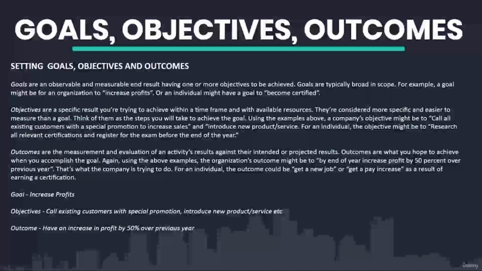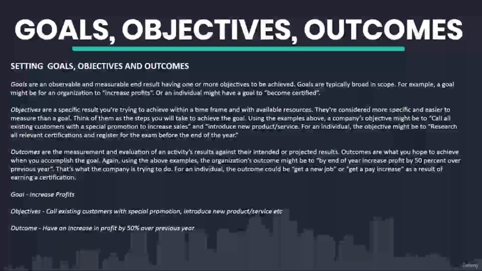So an objective is essentially a specific result that you're trying to achieve within a time frame and with available resources. So just think about a goal where you want to increase profits, and then an objective may be that you're going to run a special promotion and you want to accomplish that promotion by a certain date, right? So with using the example of wanting to increase profits as a goal, a company's objective might be to call all existing customers with a special promotion to increase sales and then introduce a new product or service. That may be an individual type of objective that needs to get taken care of.